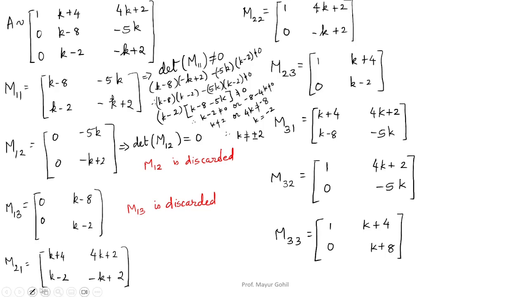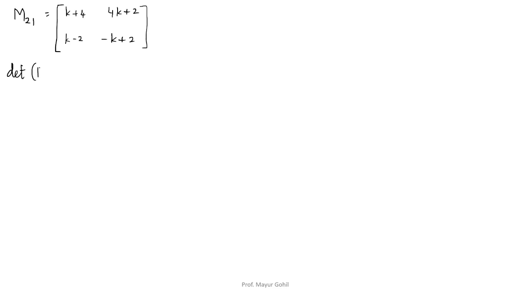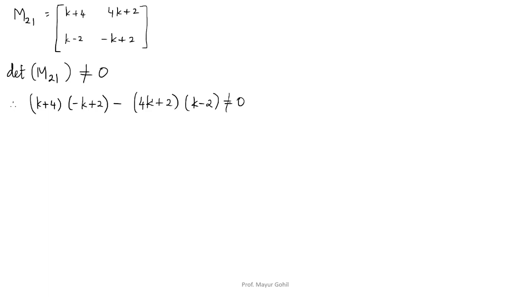Okay, now let us see for the next one. So determinant M21 is not equal to 0. So this is going to happen. Then what will happen here? We will see k plus 4 times minus of k plus 2 minus 4k plus 2 times k minus 2 is not equal to 0.